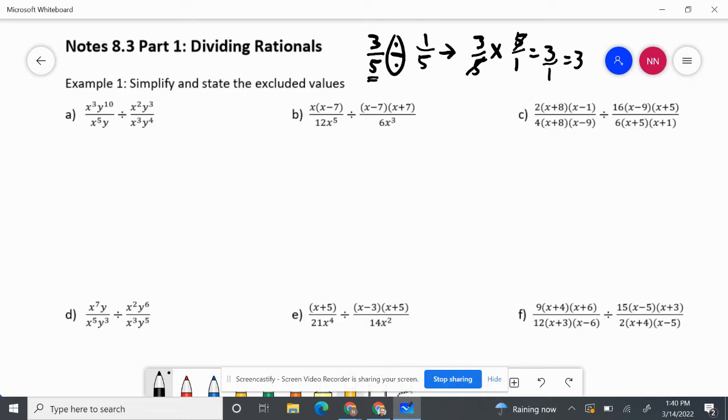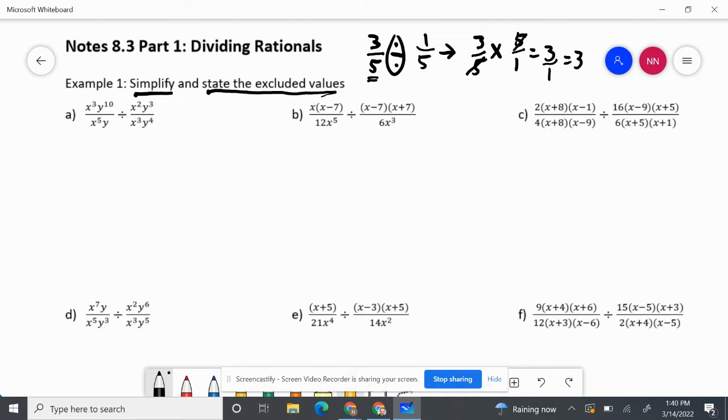So with this right here, we're going to be simplifying and stating the excluded values. I picked a few problems that are already factored, so we're not going to spend our time with the factoring. What we're going to do is look at the dividing and stating the excluded values.